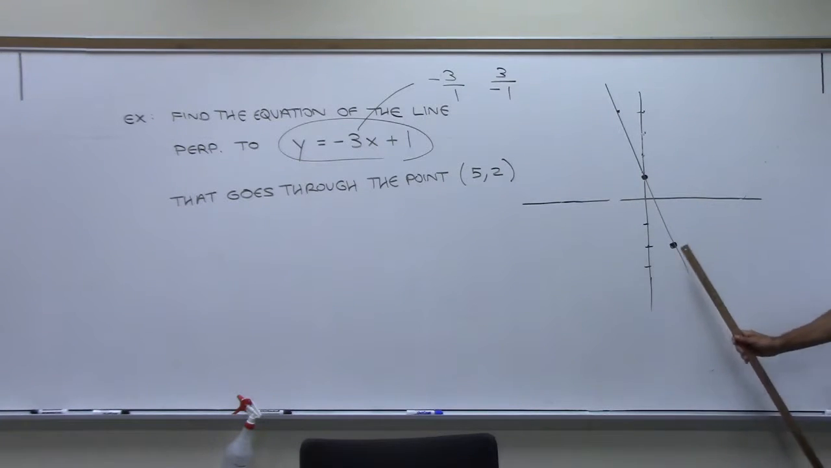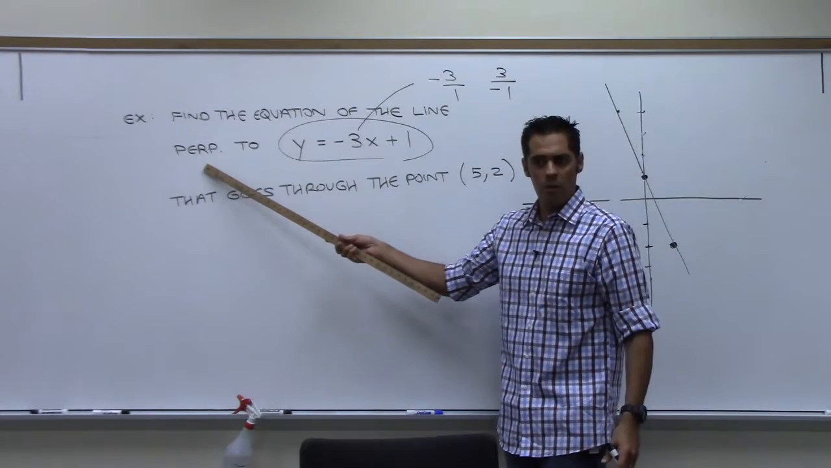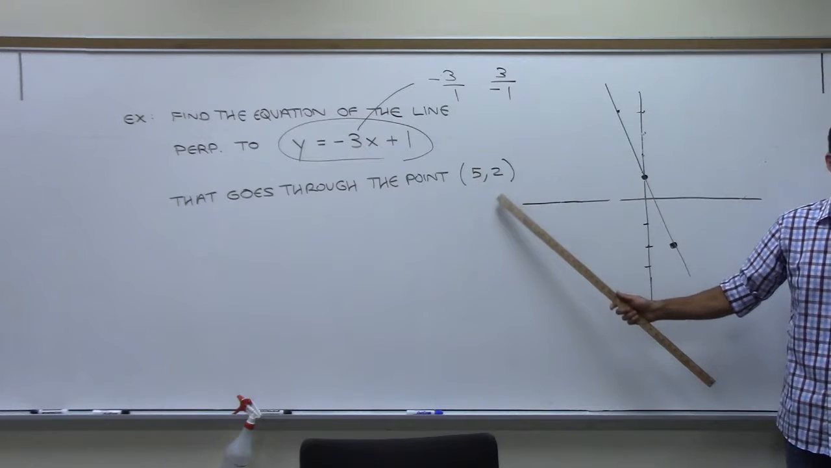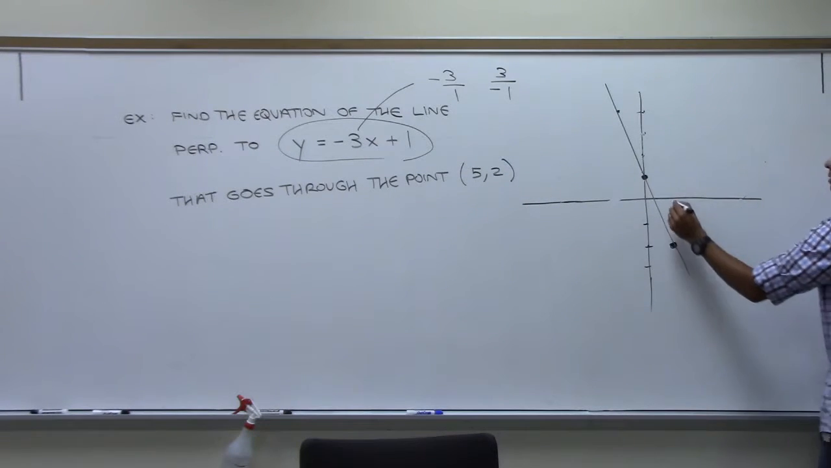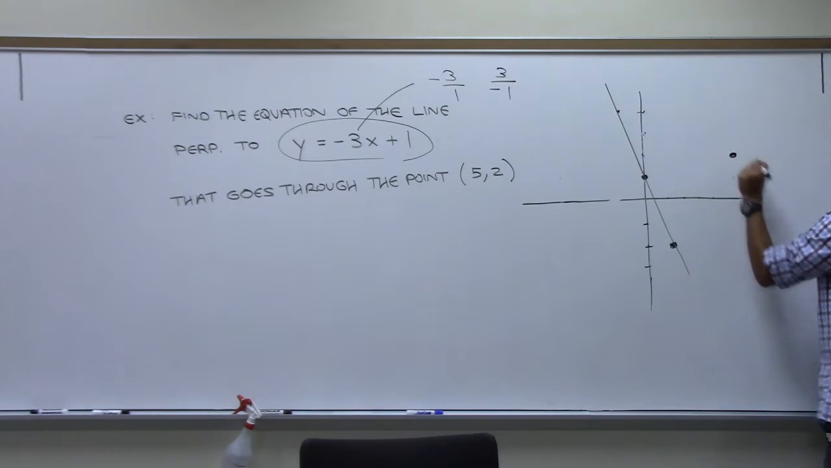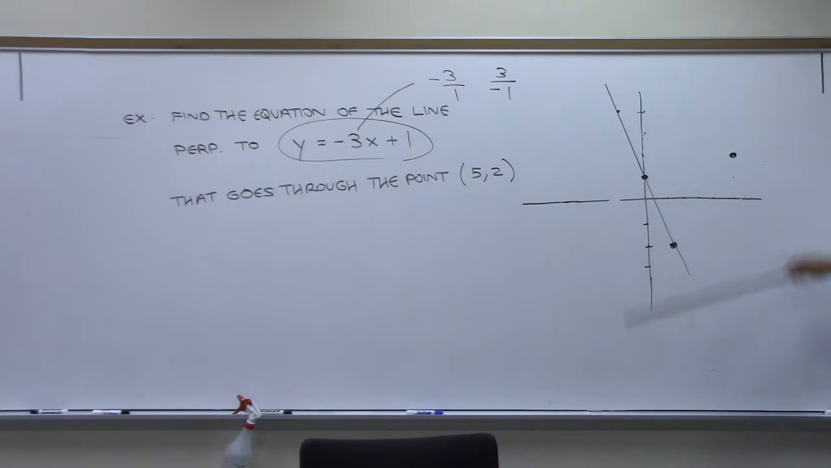So here's the line that's given. I'm trying to find the equation of a line that's perpendicular to this one, but passes through this point. Notice this is not a y-intercept, is it? So if I go out 1, 2, 3, 4, 5 and up 1, 2, I want mine to go through right there like that and be perpendicular to that line. And I want that equation. Y'all all right with that?